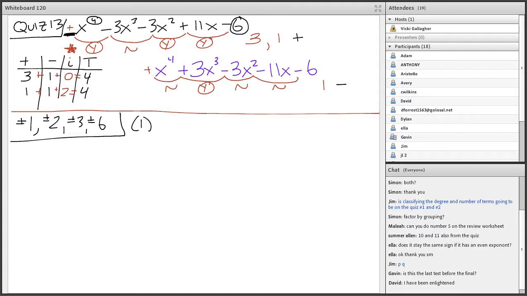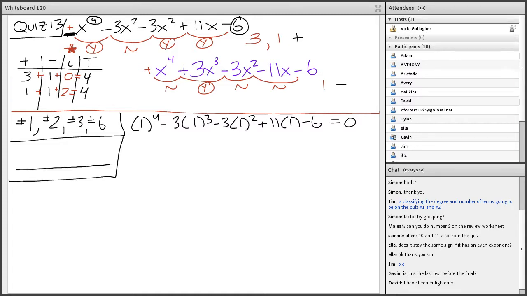If you plug in 1 to the 4th minus 3 times 1 to the 3rd, sorry, minus 3 times 1, now it's squared, plus 11 times 1 minus 6, the calculator will give you an answer of 0. So over here, we'll write out our answers, and we've just discovered that one of the answers is 1. And then we do our synthetic division. We use the number that we plugged in exactly how it was. So if you plugged in a 1, you're also going to put a 1 on your answer line and in the box for synthetic division.